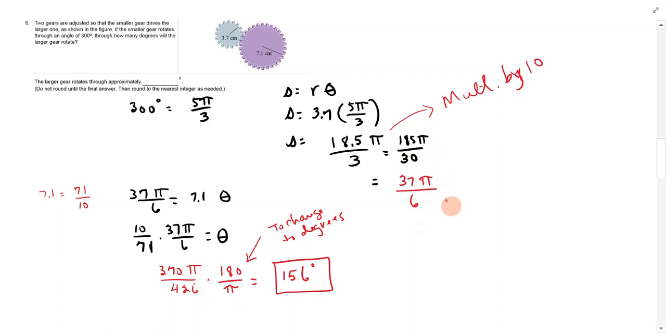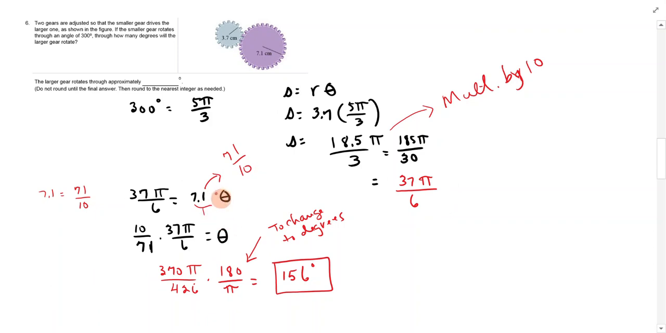Then we know that that arc length has to equal this arc length, the 7.1 times theta. So we'll divide by 7.1, and if we want to get rid of that decimal, we multiply it by 10, so it's 71 over 10. That's the easiest way to do that. It's the same as 71 over 10, because it's 7.1 over 1, and you have to multiply top and bottom by 10. That's the easiest way to think of that.